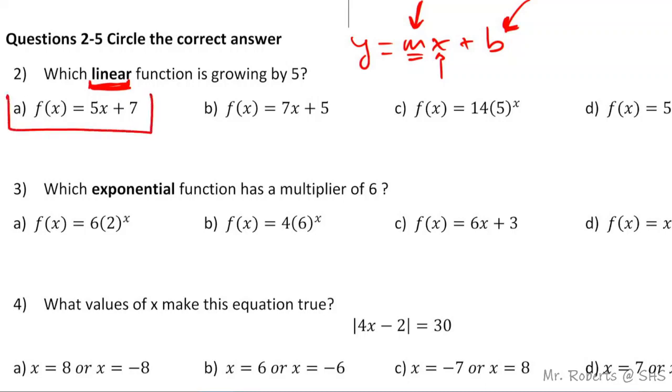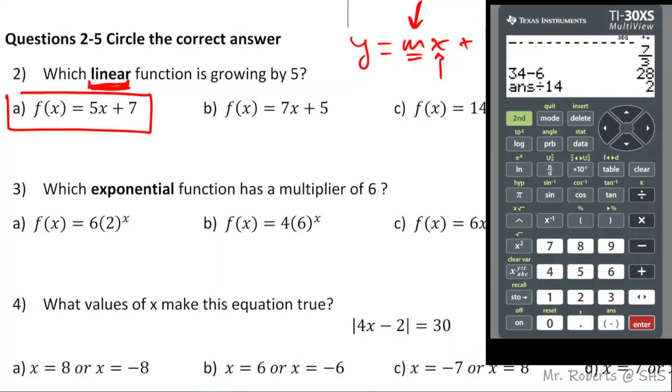And another way we can look at that is if I go ahead and grab my calculator, here it is, and I could do a quick table where I type in 5x plus the number 7, and I'm just going to have it go by 1 starting at 0. And when I do that, you can see, hey, 7 plus 5 is 12. 12 plus 5 is 17. 17 plus 5 should be 22.